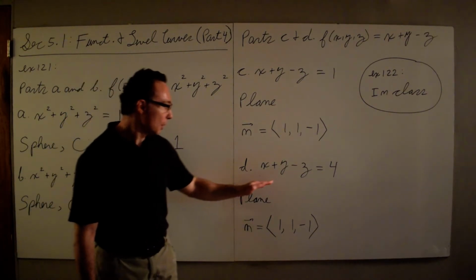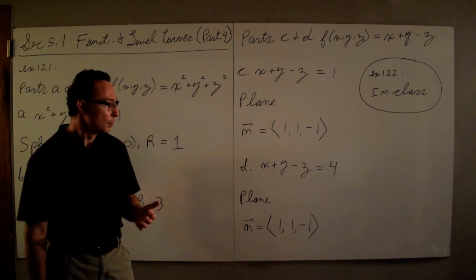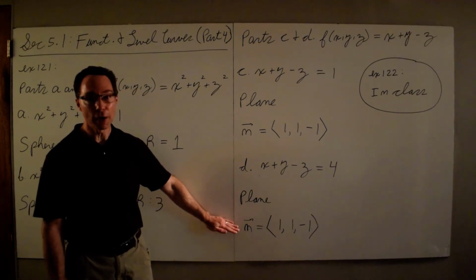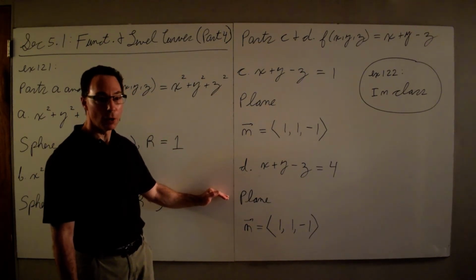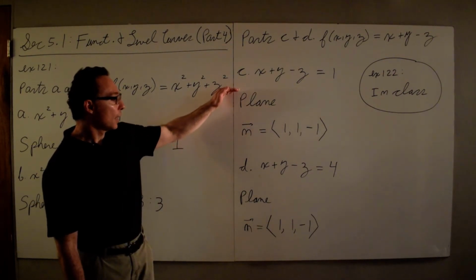And again, pick a point that satisfies this. So 4, 0, 0, for example. So this is a plane that passes through the point 4, 0, 0 with normal vector 1, 1, negative 1. So these two planes are parallel, but they're different planes because we've taken our cross section at different places.